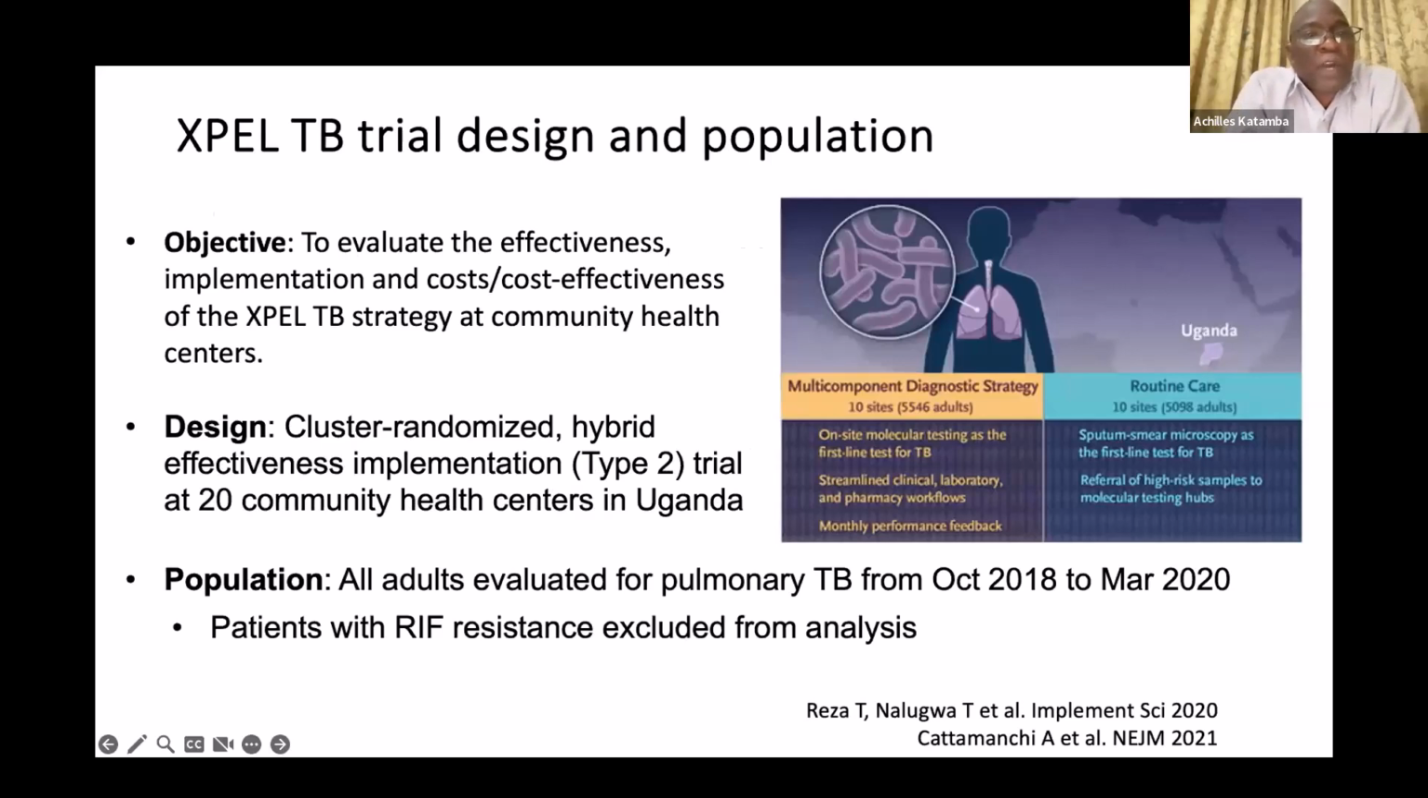And then led to the trial, which we conducted, to evaluate the effectiveness and implementation and cost effectiveness of that Expero strategy at community centers. So the multi-component diagnostic strategy, which is on-site molecular testing as first-line test for TB, streamlined clinical laboratory and pharmacy workflow, and monthly performance feedback, was implemented at 10 sites. And also we compared it with routine care, sputum smear microscopy as the first-line test for TB, referral of high-risk samples to molecular testing hubs. And this was a cluster randomized hybrid implementation trial at 20 health centers in Uganda. All adults evaluated for primary TB from October to March were eligible, and we excluded patients with rifampicin resistance.